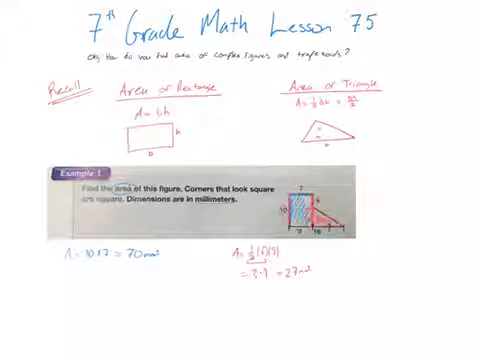But again, that's not my whole answer because I'm looking for the area of this whole thing combined. So I'd add the blue part and the red part together, which is going to give me 97 millimeters squared. And I just did 70 plus 27 to get that 97.